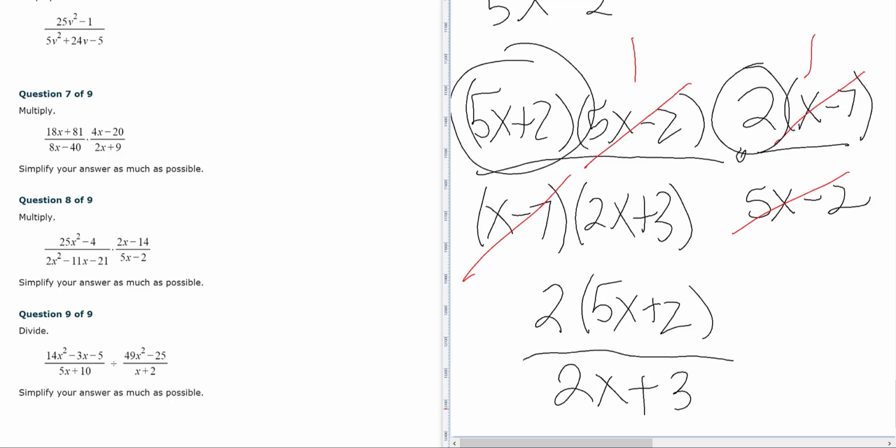Now the most common mistake here would be to try to divide these 2's out. But remember, 2x plus 3 is a pair. They stay together because they're terms. You can't take part of 2x plus 3. So our final answer is this. And if you wanted to multiply out the numerator, you could. Or if you wanted to put the 2 in the back, you could. And those would still be correct.